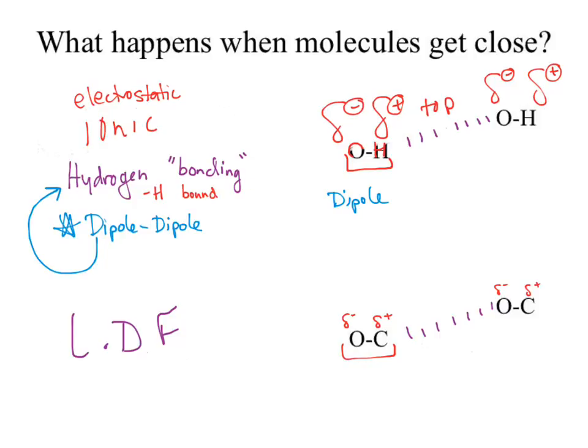Oxygen is a very important aspect to it. We're trying to generate the largest difference in electronegativity possible. So oxygen is a classic example for hydrogen bonding.